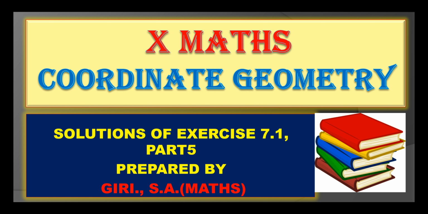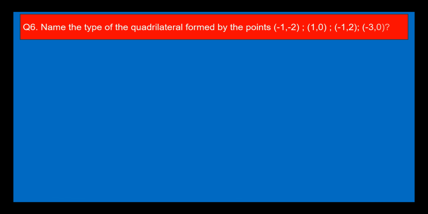In this video, we will learn the solution of question number 6 from exercise 7.1. Dear students, here is the exercise 7.1 and this is question number 6. Name the type of the quadrilateral formed by the points (-1, -2), (1, 0), (-1, 2) and (-3, 0). I shall repeat. Name the type of the quadrilateral formed by the points (-1, -2), (1, 0), (-1, 2) and (-3, 0). Now let us solve this problem.